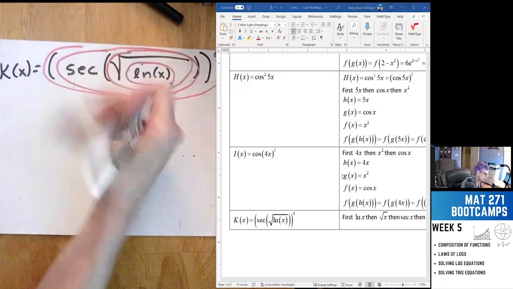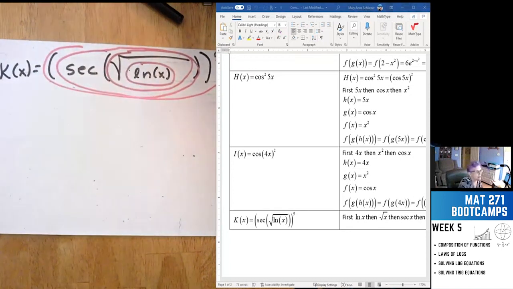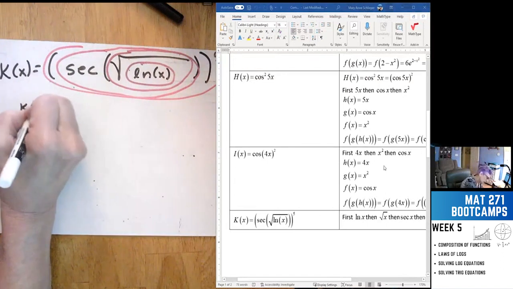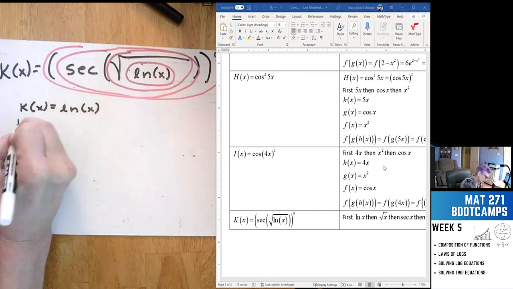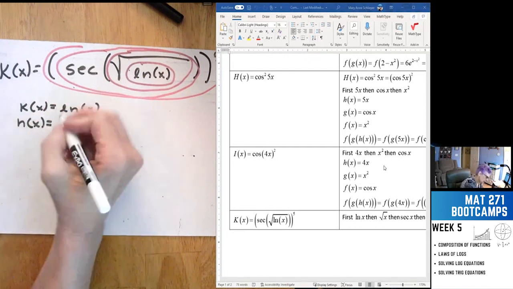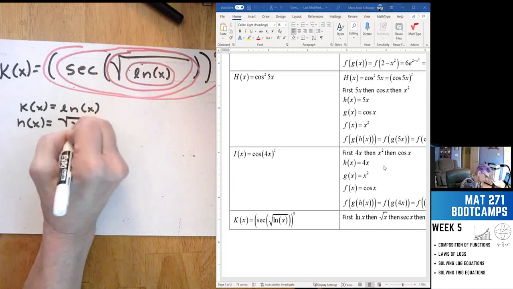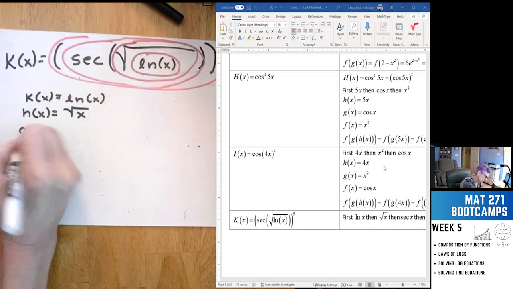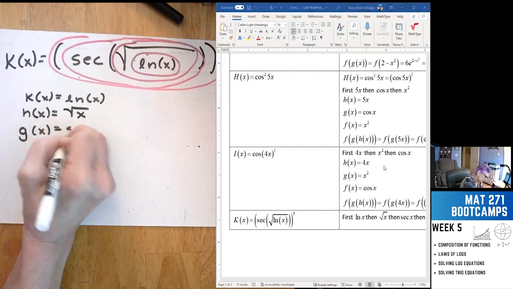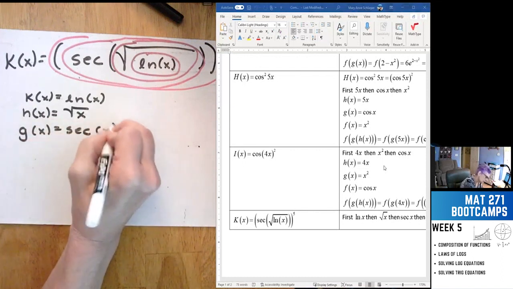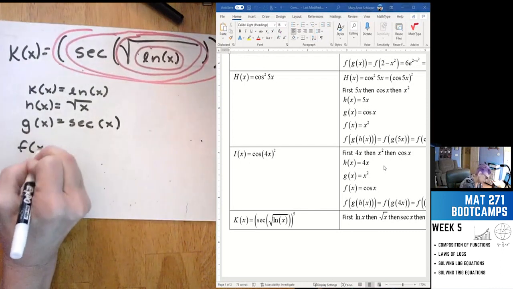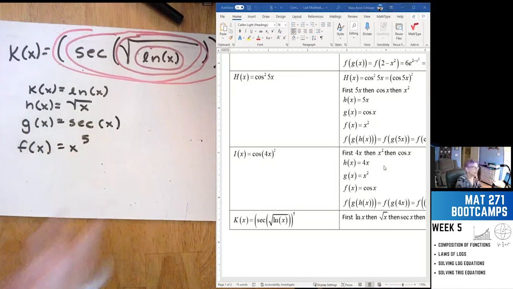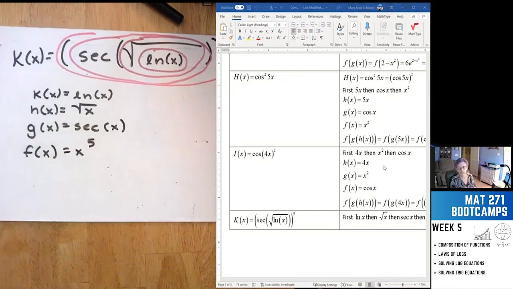So your most inside function, and let's see, how many did I need for this one? I needed k. Little k of x is natural log. Next thing is square root. Next thing is secant. And finally, raising it to the 5th power.